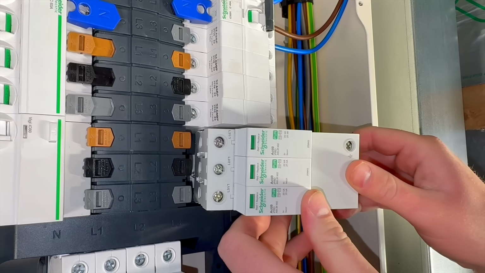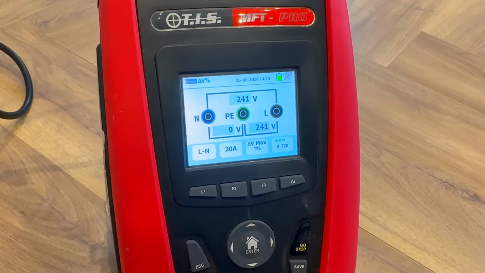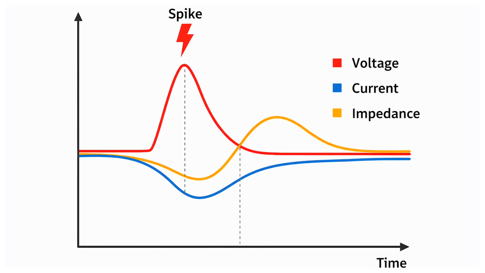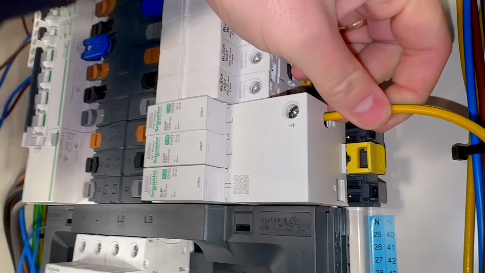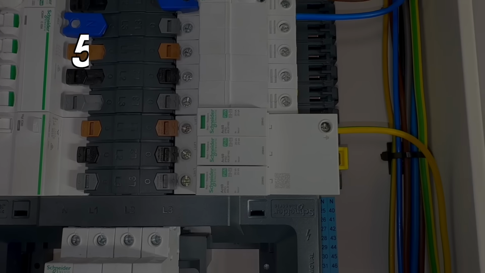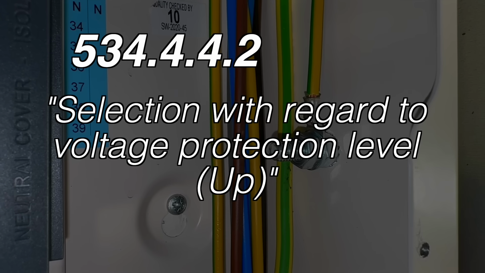An SPD is installed in parallel between the live conductors and earth. Under normal system voltage, it remains inactive. But when the voltage rises above its operational threshold, it changes impedance very rapidly and diverts that surge energy to earth. By doing that, it limits the voltage that appears across the installation. That limiting performance is referred to in regulation 534.4.4.2 as the voltage protection level, or Up.